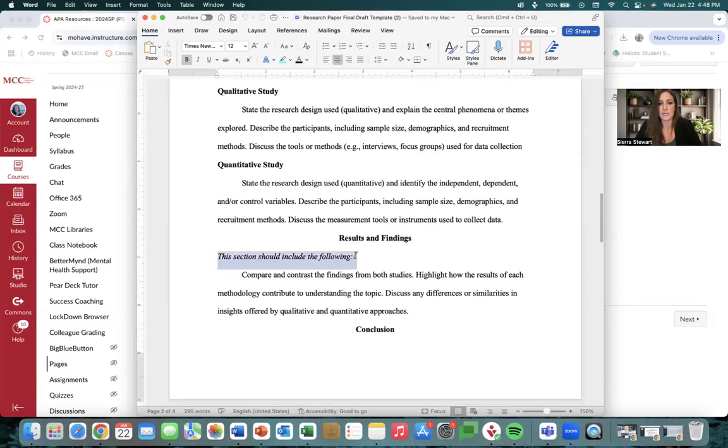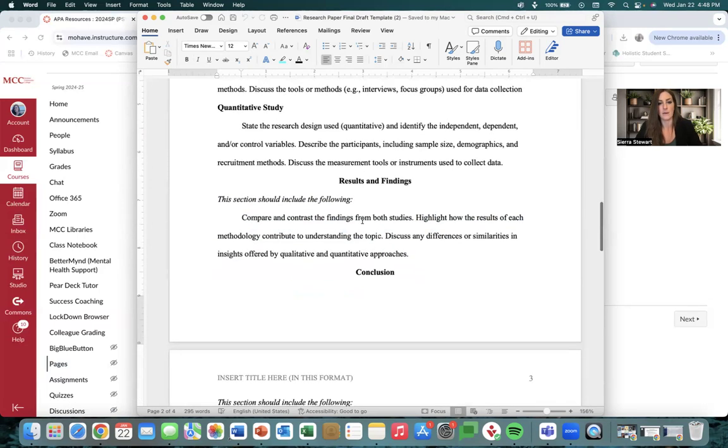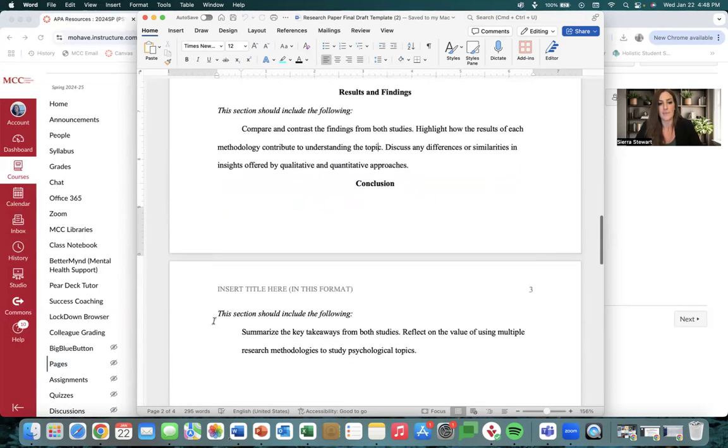So you're going to delete this when you get here, and then you can go ahead and delete these as you fill out all these different subsections. But everything in bold should stay. Everything that's italicized should go. And of course, the directions as well.